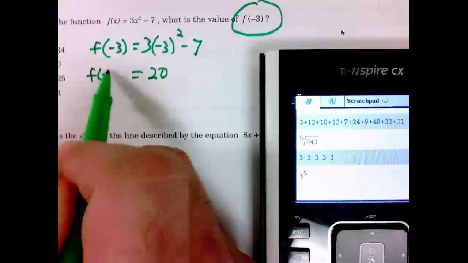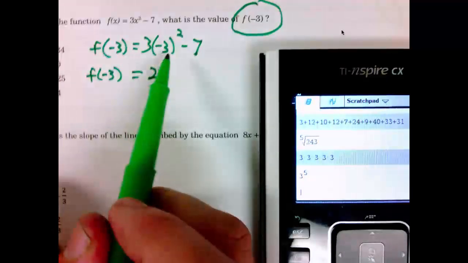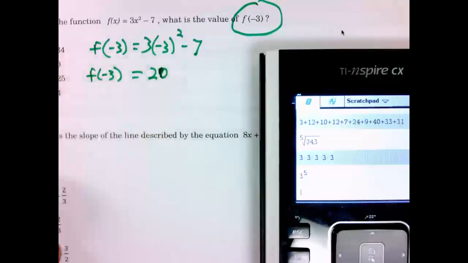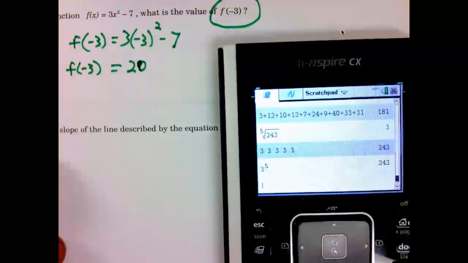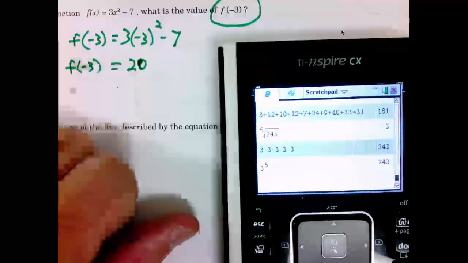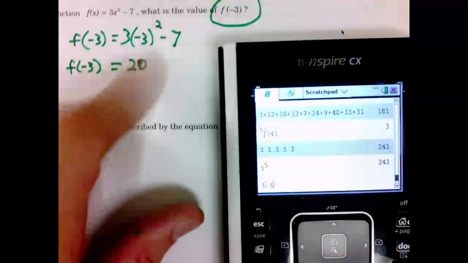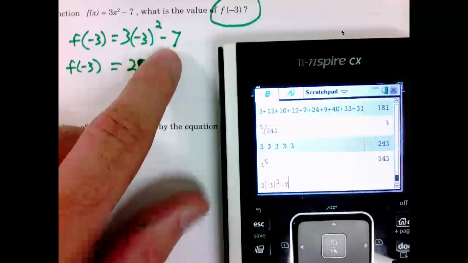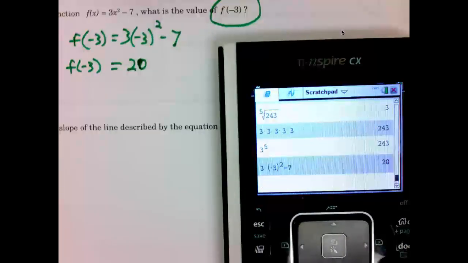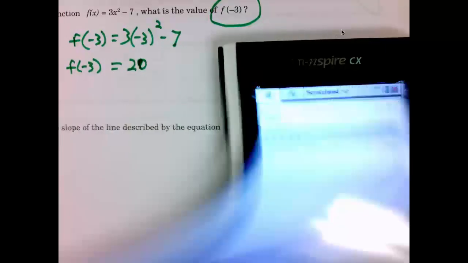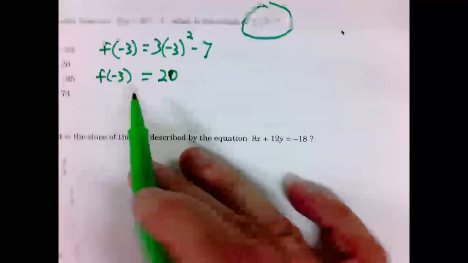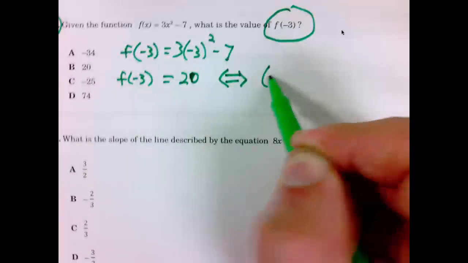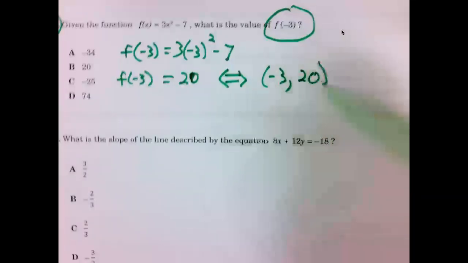f of -3 equals 20. Let's use the calculator and see if we can verify that. I'm simply evaluating the expression: 3 open, negative 3, close, quantity squared, subtract 7, crossing our fingers, let this be 20. And it is. Again, f of negative 3 equals 20 is the same as saying when x is negative 3, y is 20.